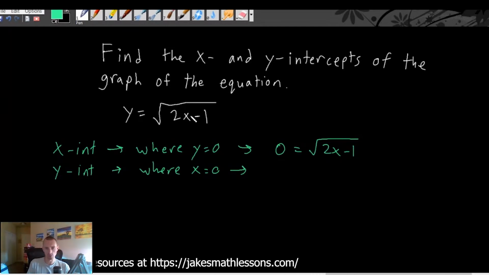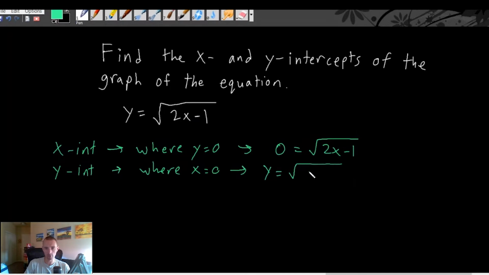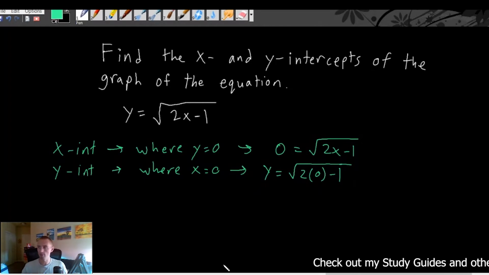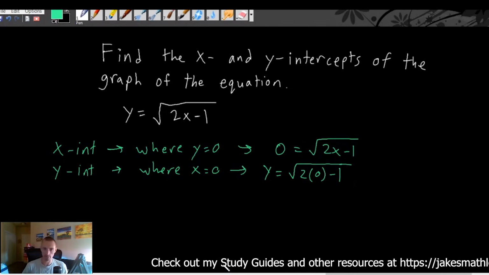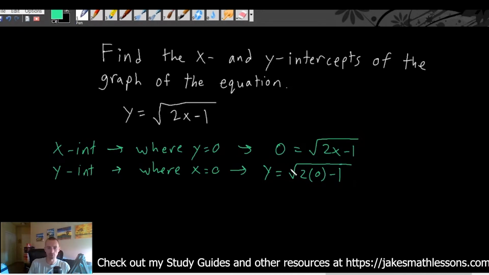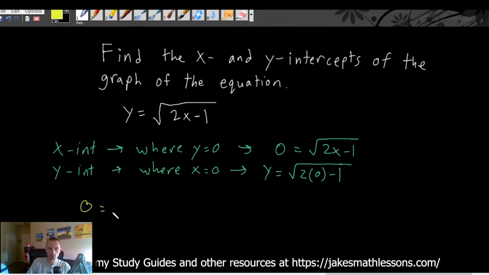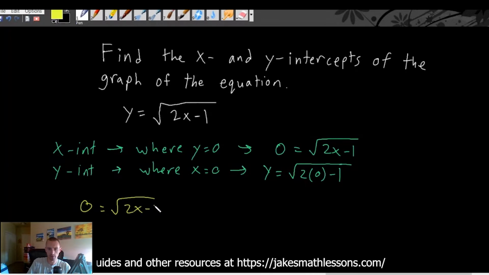So if we go to this equation, replace all of our x's with 0, in this case we just have one x right here, replace it with 0, we get y equals the square root of 2 times 0 minus 1. And then if we solve that equation for y, that should tell us our y-intercept. So basically we can break this down into these two equations that we need to solve for either x or y to find our x or y intercepts. So let's start with this first one here. 0 equals the square root of 2x minus 1.